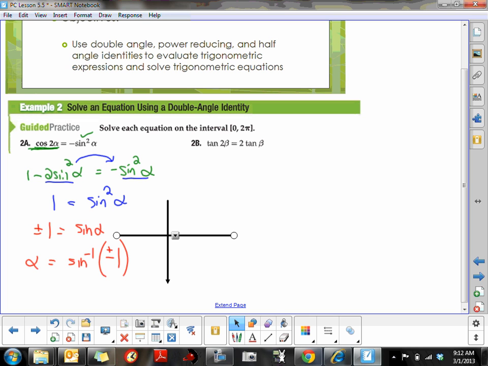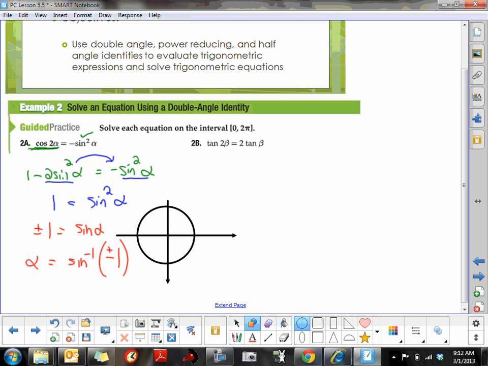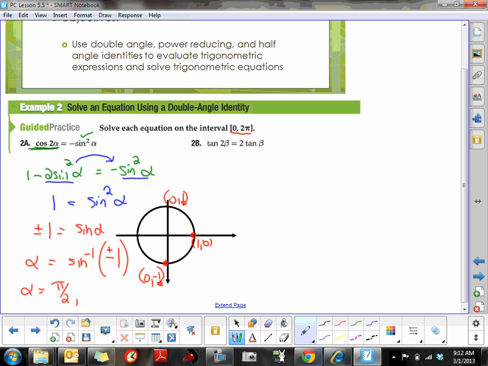So if we get our quadrantal angles on our unit circle, I just like to do a little fancy circle here. So there's our unit circle. So where does the sine value equal positive or negative 1? Starting labeling here, we've got the ordered pair 1, 0, the ordered pair 0, 1, and then I want to get down here because that's 0, negative 1, because the sine values are equal to y values. It's those two angles. In the first rotation, our solutions for alpha are pi halves and 3 pi halves.